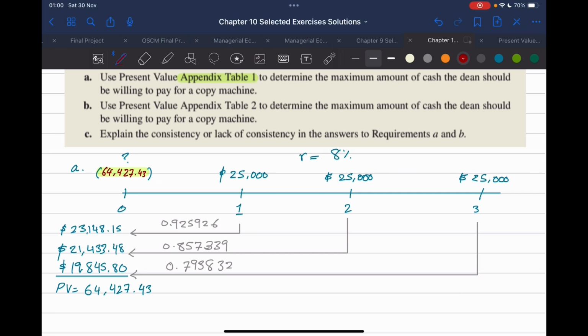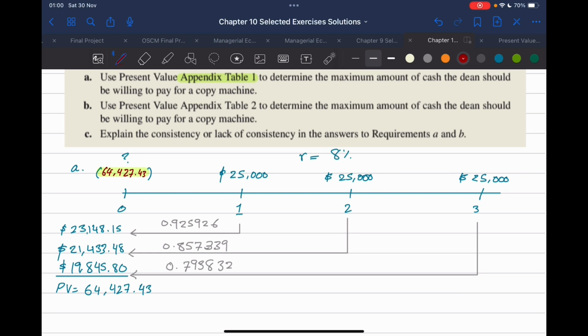It represents the maximum amount that the dean should pay in order to buy this copy machine. So if he finds that the copy machine is sold for a greater amount than this, he should not buy it. If it was sold, for example, for 62,000 or 63,000, any amount that is less than this amount, then maybe that investment would be worthwhile. Okay, so that is part A.